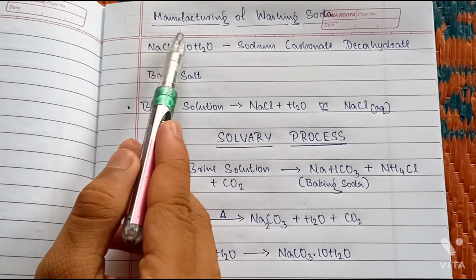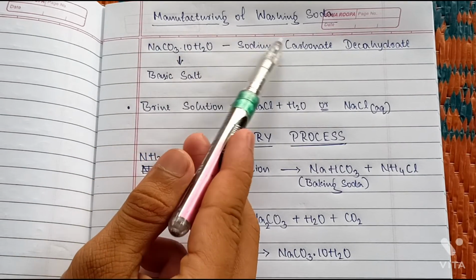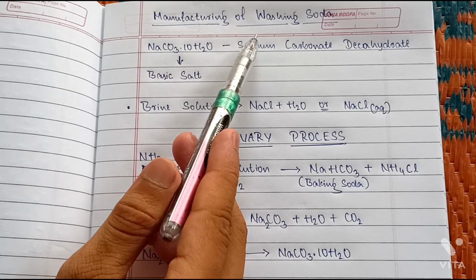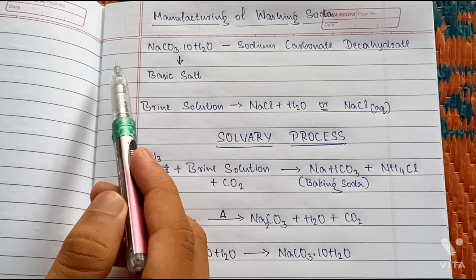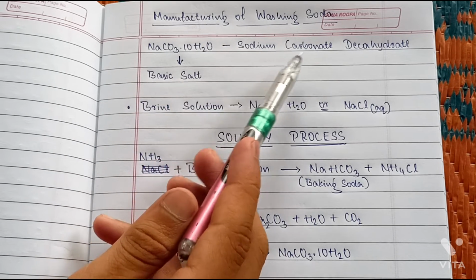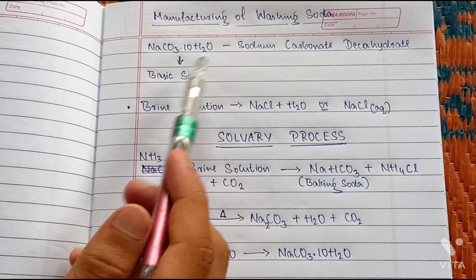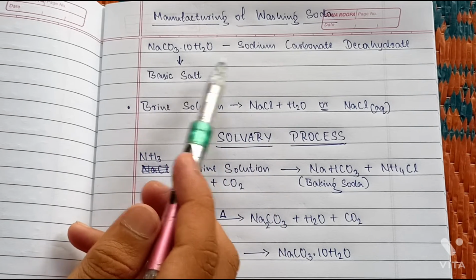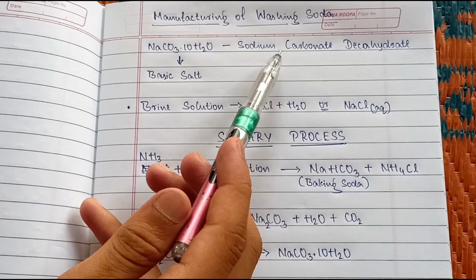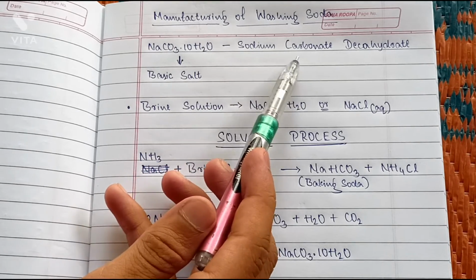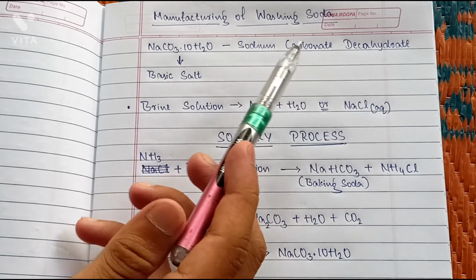Hello everybody, in this video I am going to tell about manufacturing of washing soda. Okay, first you have to know about the chemical formula of washing soda, that is sodium carbonate decahydrate. It's a basic salt. Some people just say sodium carbonate. It's not true. You have to say sodium carbonate decahydrate.